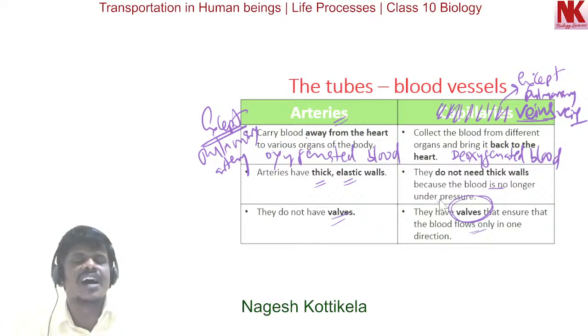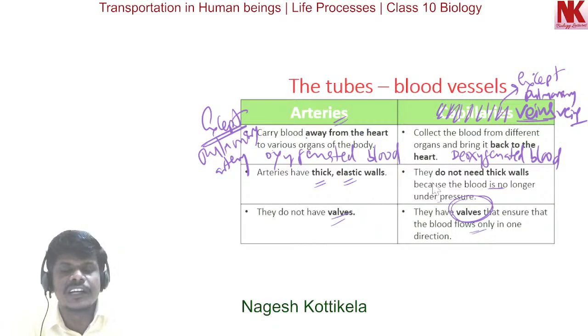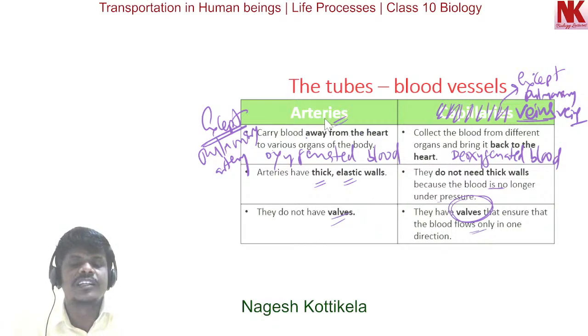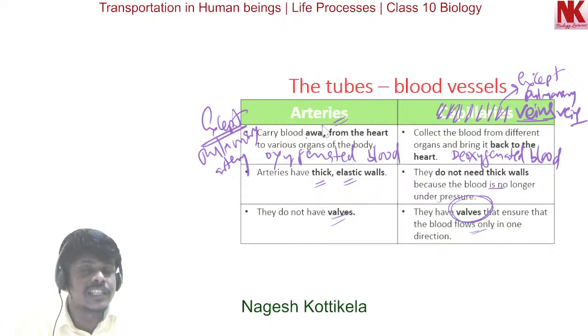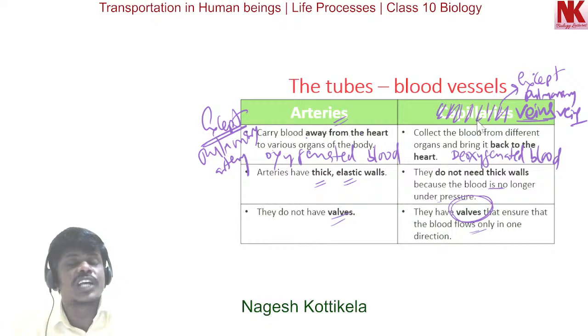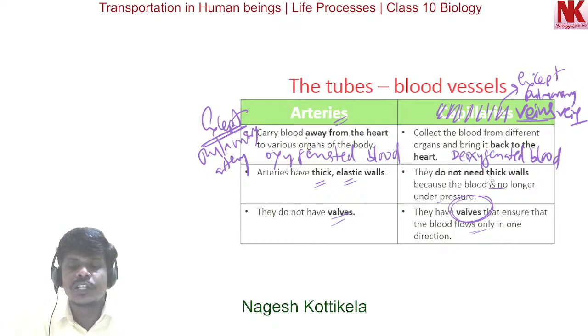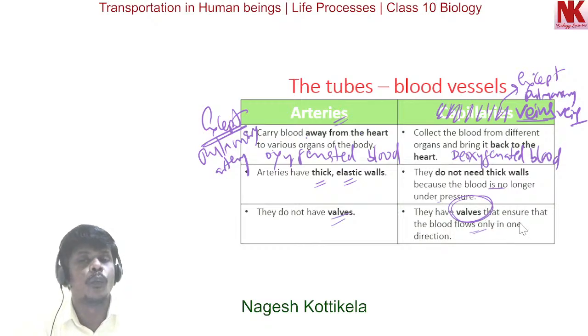So these are the differences between arteries and veins. Arteries carry oxygenated blood except the pulmonary artery. Veins carry deoxygenated blood except pulmonary veins. Arteries have thick and elastic walls, while veins do not need thick walls. Arteries do not have valves; veins have valves which ensure that the blood flows in one direction.